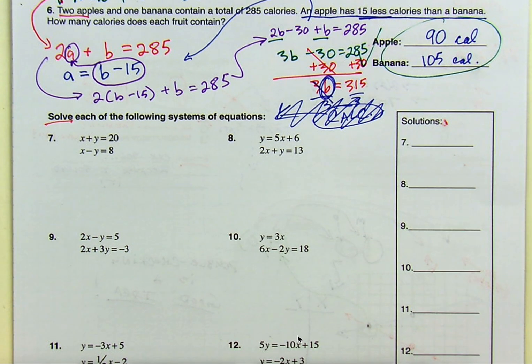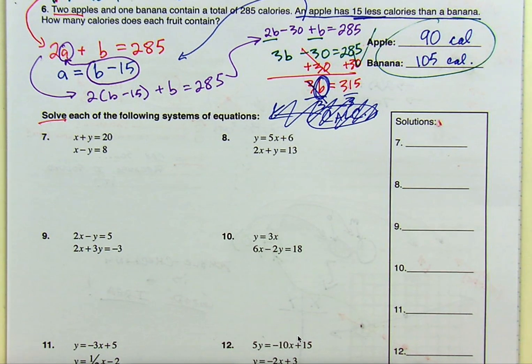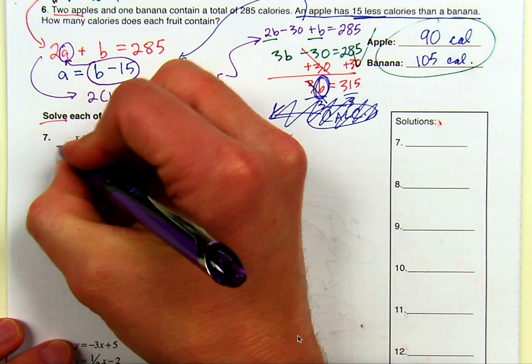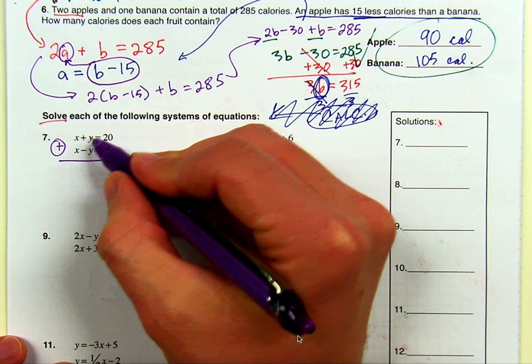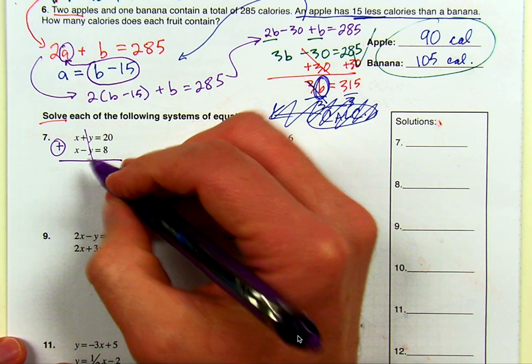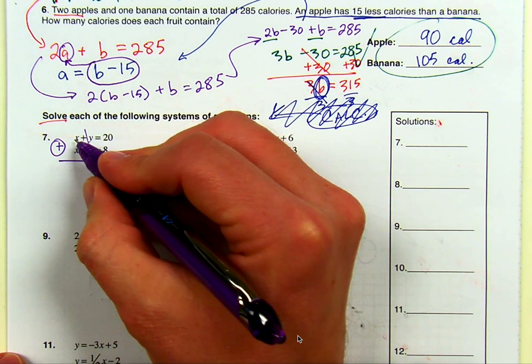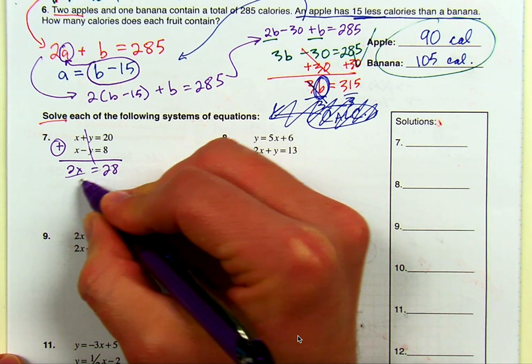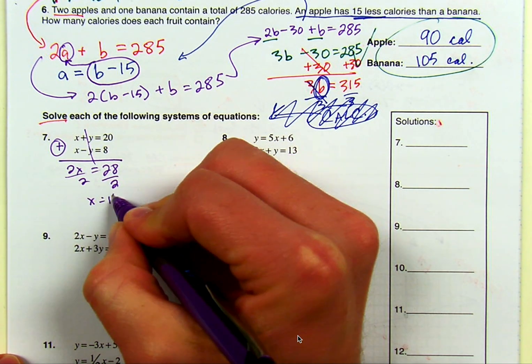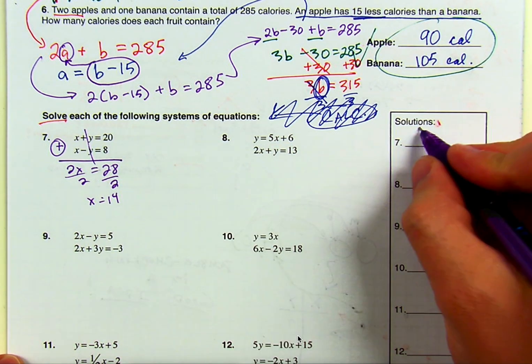On number 7, it's all lined up nice and pretty for elimination. So I'm going to eliminate. And when I can do add, add, add, I like to do add, add, add. And this is going to work because y plus negative y is going to be gone. Opposites, right, cancel out. X plus x is 2x. 20 plus 8 is 28. Divide by 2, divide by 2. X equals 14.